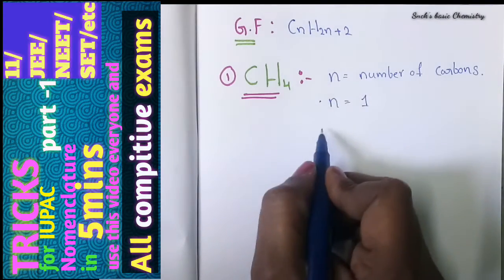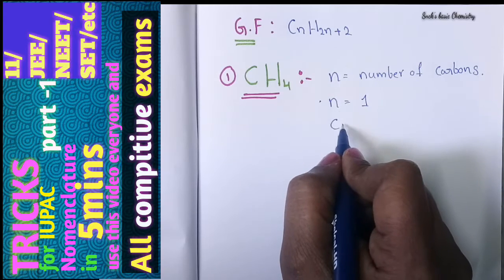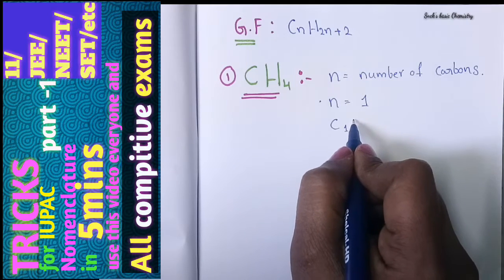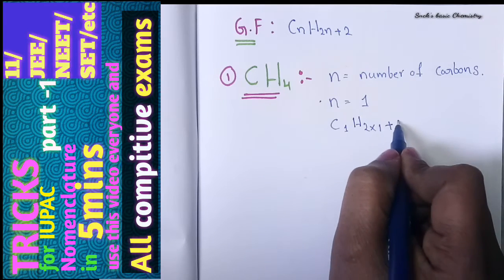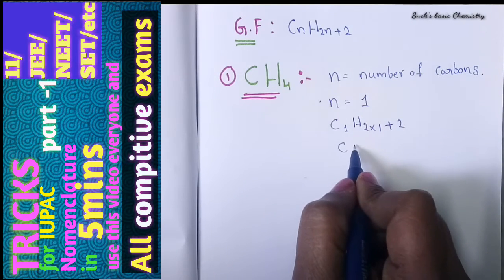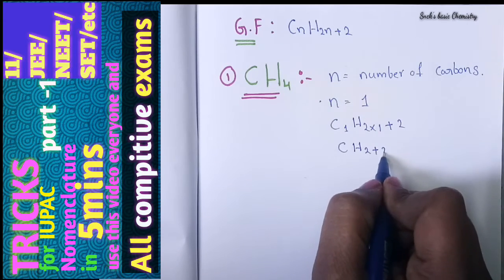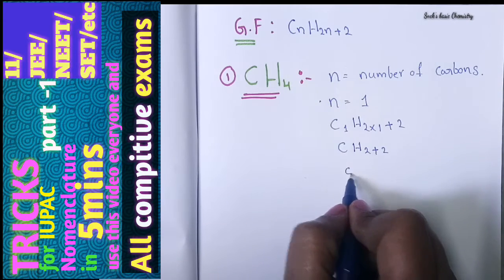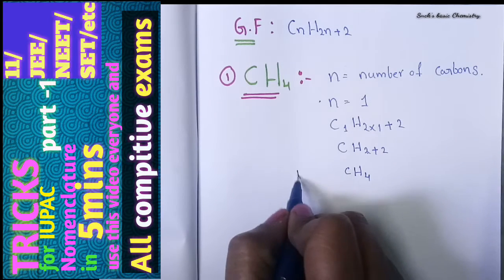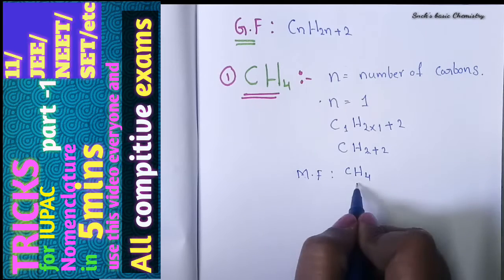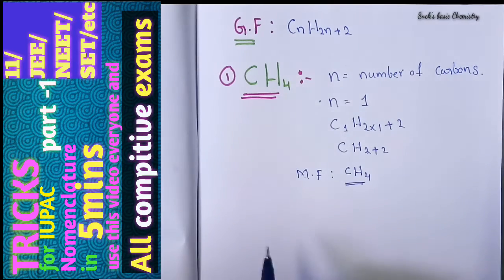We substitute into the general formula. One carbon, H 2 into 1 plus 2, that is 2 plus 2, which is 4. This is the molecular formula of methane: CH4. In this way, we find the molecular formula of methane.